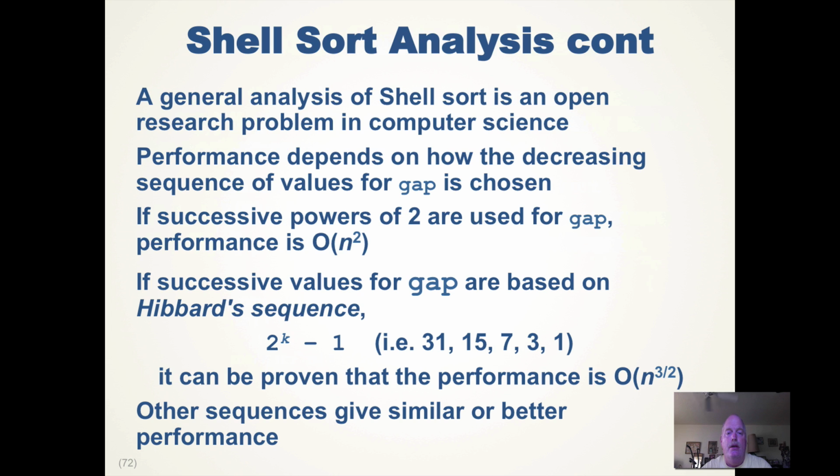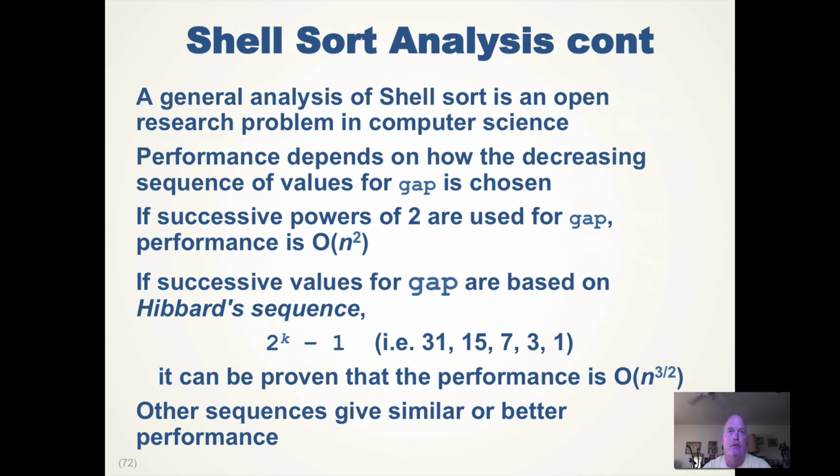So the general case analysis is dependent on the sequence of the gap values, and it has been proven that if you use powers of 2 for the gap, you get performance basically like your insertion sort, which is n squared. So the actual sequence of gap values is very important. It has been proven that if we use a Hilbert sequence, then we do get good performance of big O of n^(3/2). And other sequences give similar or better performance.